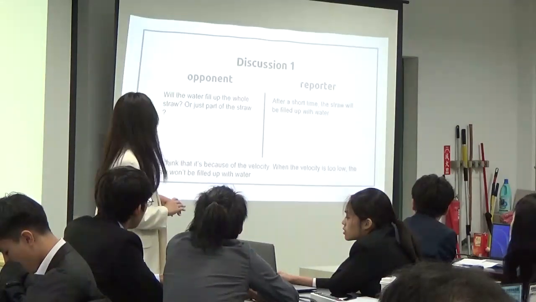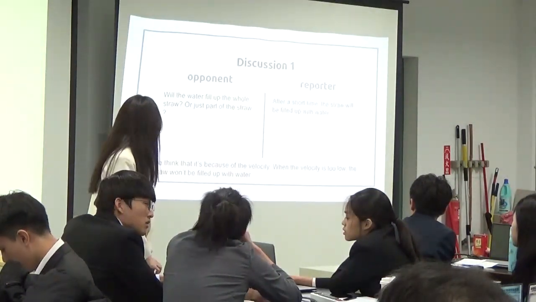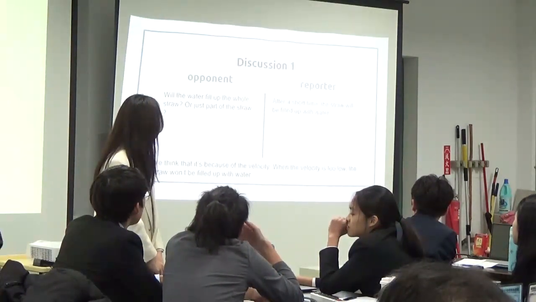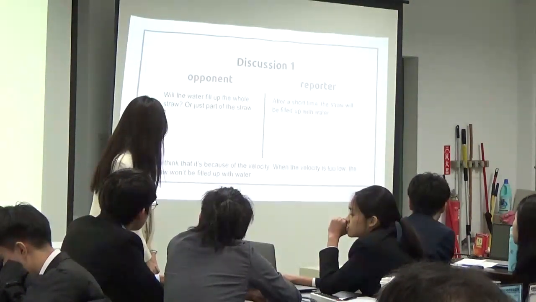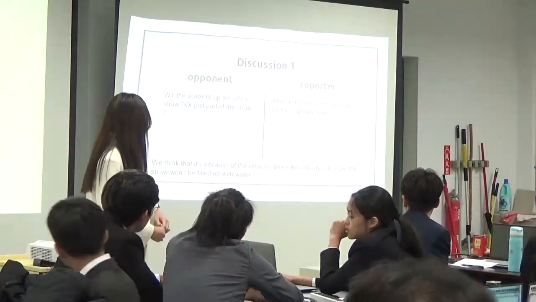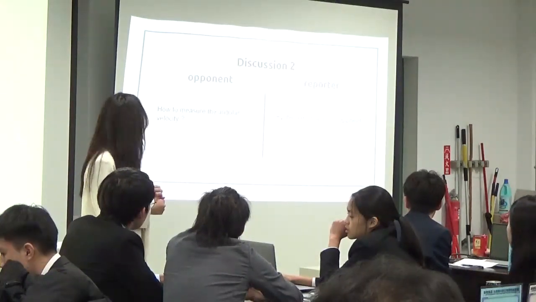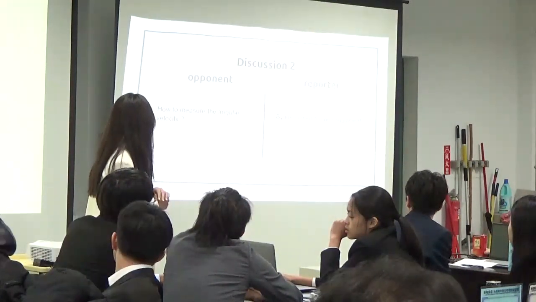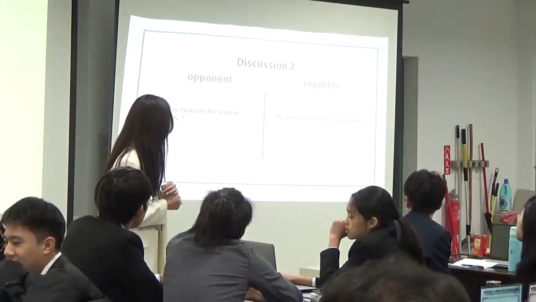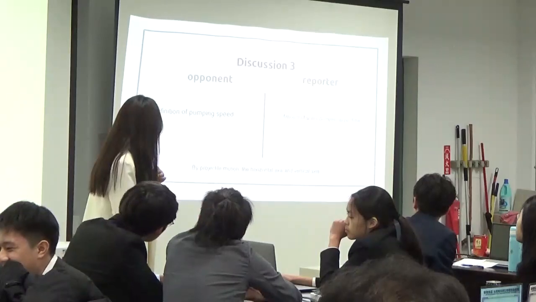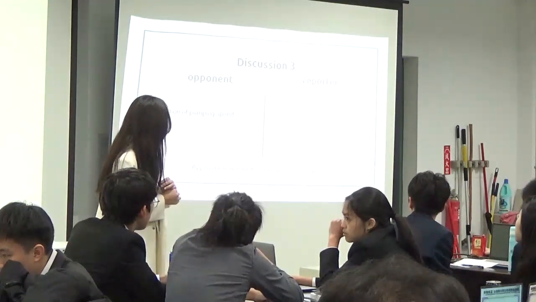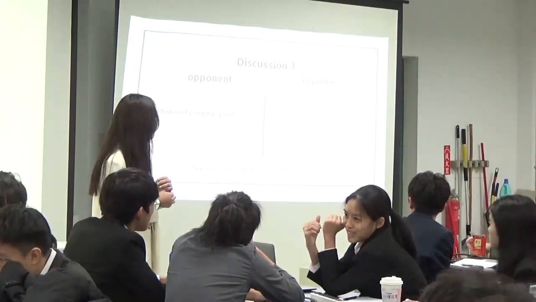Their first discussion is whether water will fill up the whole straw or just a part of it. The reporter answered that after a short time, the straw will be filled up with water. We think that is because of the velocity; when the velocity is too low, the straw won't be filled up with water. The second discussion is how to measure the angular velocity. The reporter answered by the screen under the equipment. The third discussion is the definition of the pumping speed. The reporter answered that they measure the amount of water coming up per time.